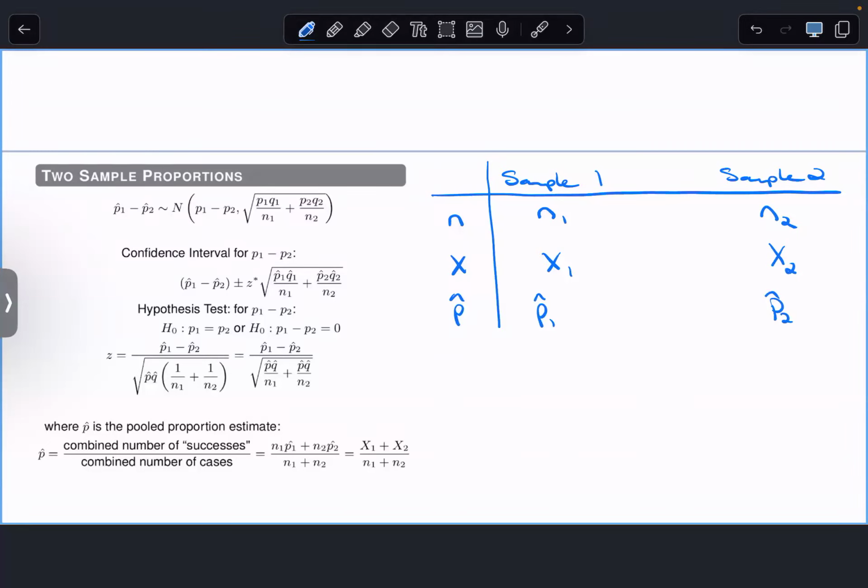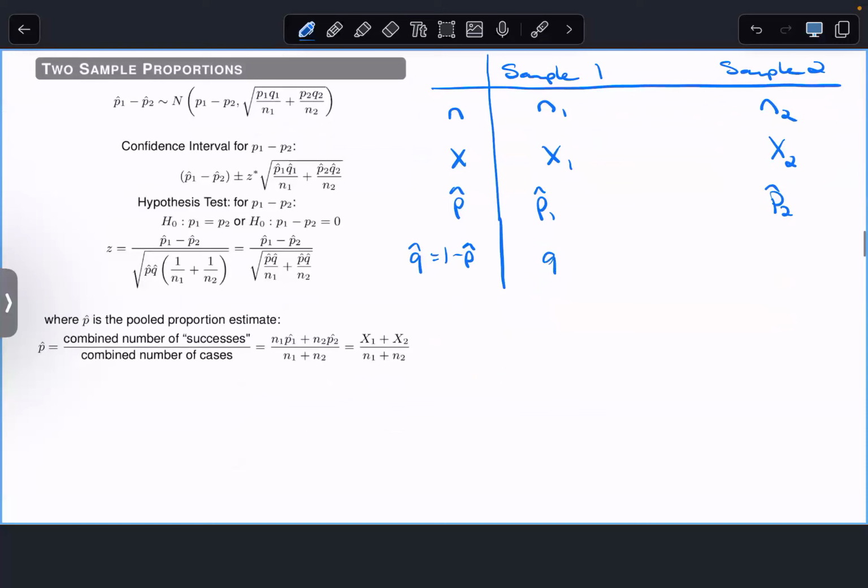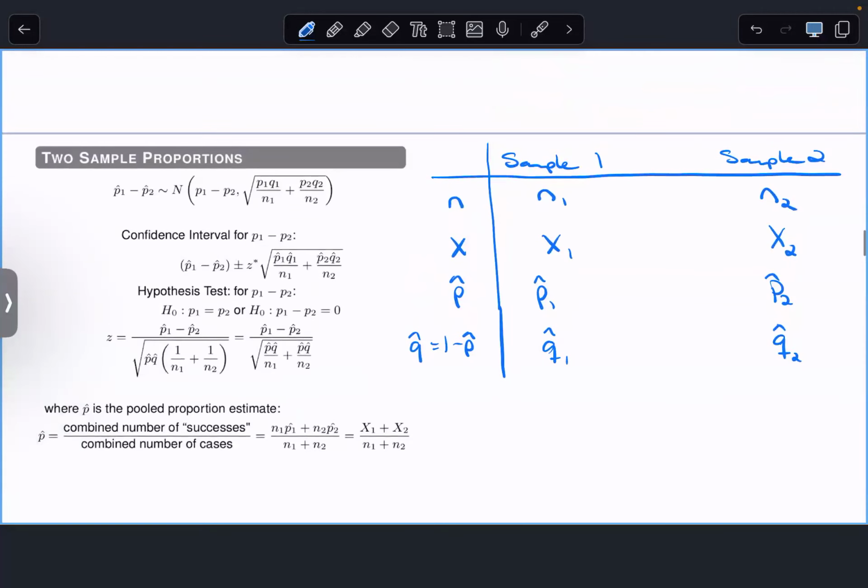We could even talk about Q hat, which is 1 minus P hat. At this point, you should be familiar with Q hat, right? And I don't usually write it down. I just want to bring it up because it's been a little while. Q1 hat and Q2 hat. That one I don't tend to include. Yeah. So we've got all these components, right? It used to be so easy, and now we're overwhelmed with information. But if we just keep track of sample 1 and sample 2, then let's see here.